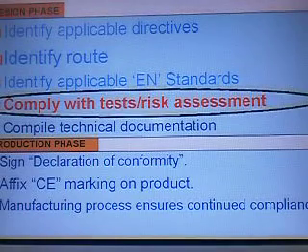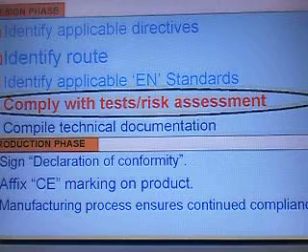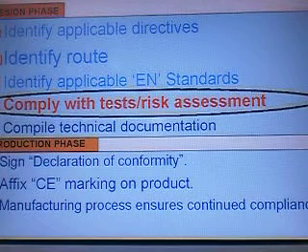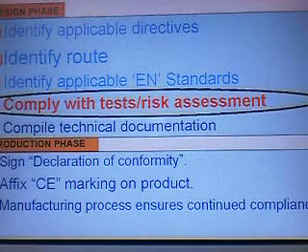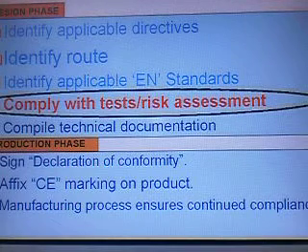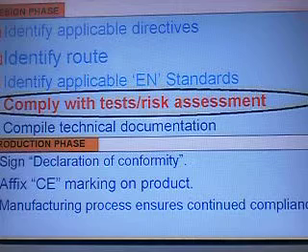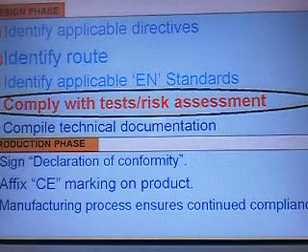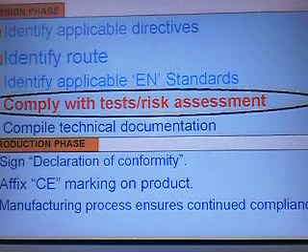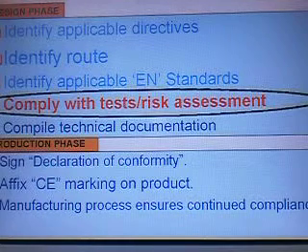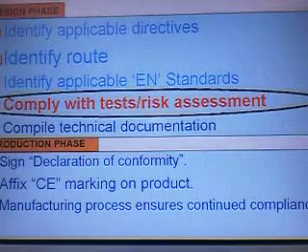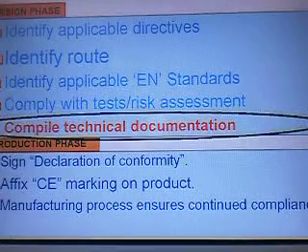The next step is to carry out the tests or the conformity assessment or the risk assessment as per the requirements of the standard. Testing can be done in-house or by a third-party lab. Now, when the product complies with all the requirements of the applicable EN standards, it is automatically presumed that the product complies with the requirements of the directive. This principle is called the presumption of conformity.